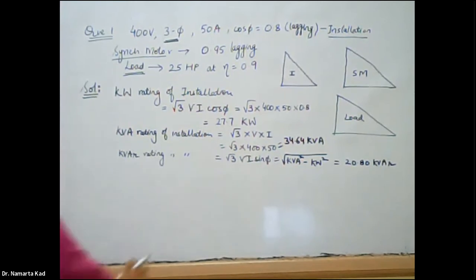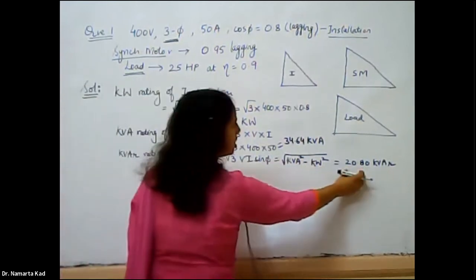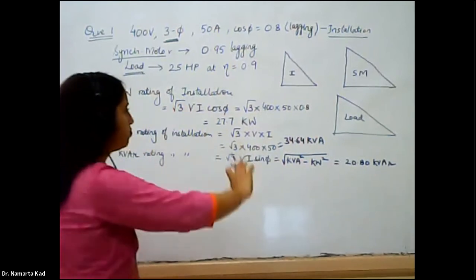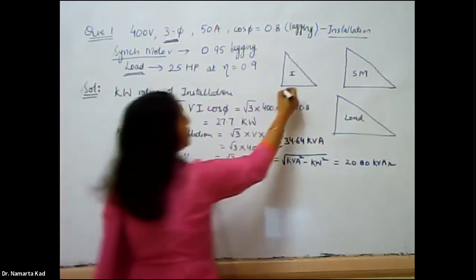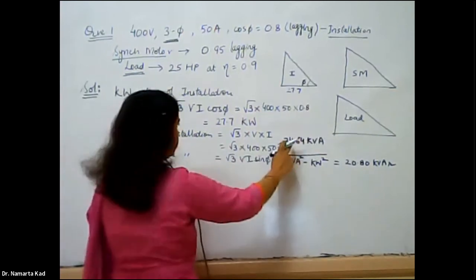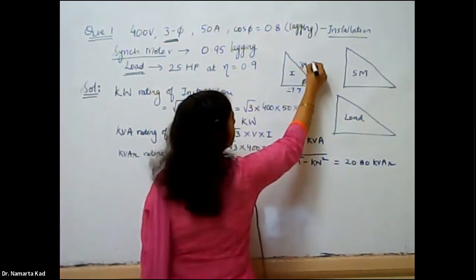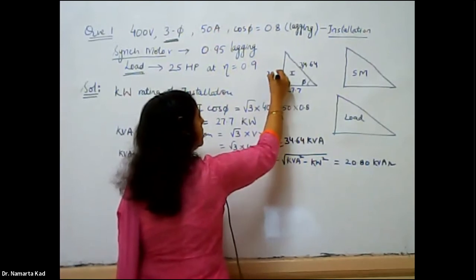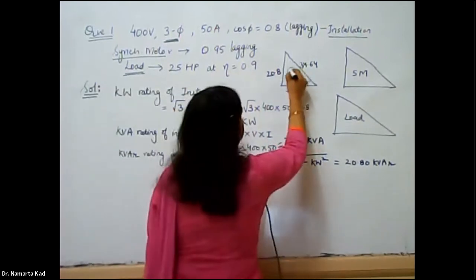So kVA comes out to be 34.64 and kVAR comes out to be 20.80. So these we have calculated for the installation. Now just put these values in the power triangle side by side. So kW is 27.7, and kVA, that is on the hypotenuse side, it is 34.64, and on the perpendicular side it is 20.8. Okay, so we are done with the installation part.